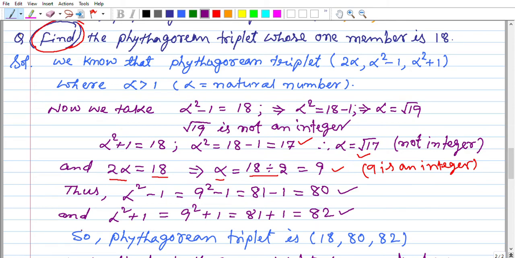So we will write the Pythagorean triplet of the one member given, which is 9, 80 and 82 respectively.